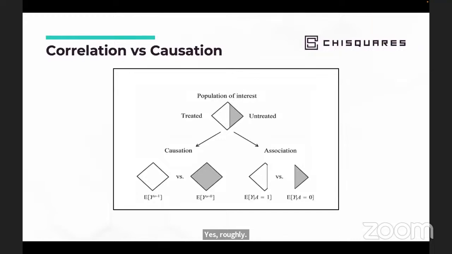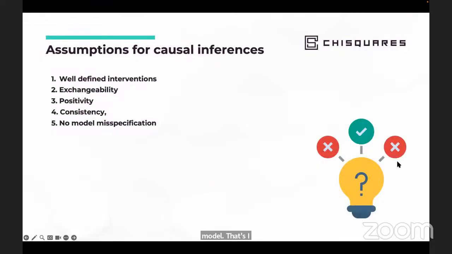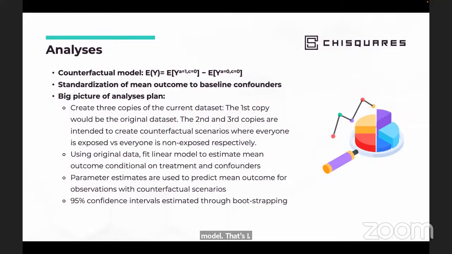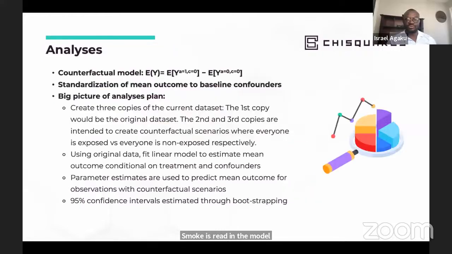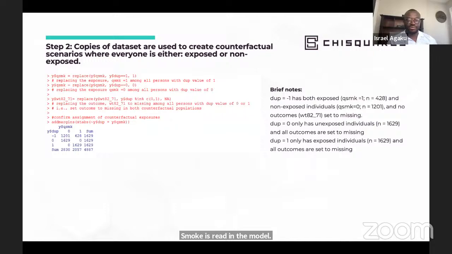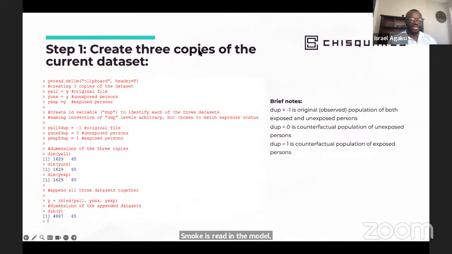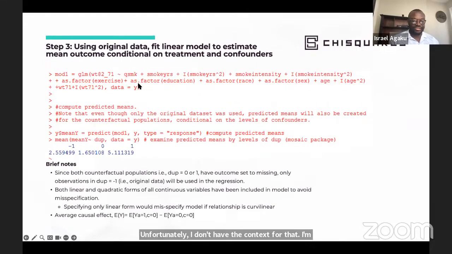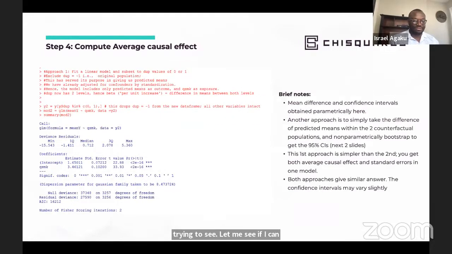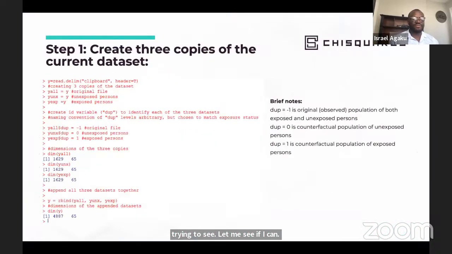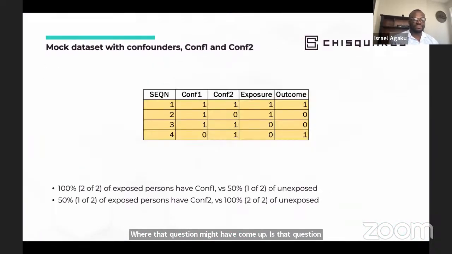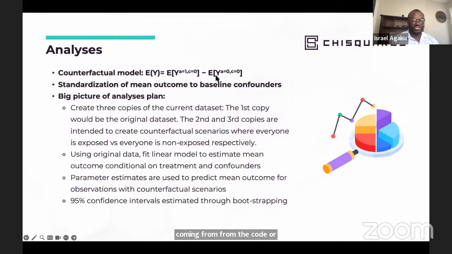May I know why you put smokers squared in the model? I'm trying to understand what that question is saying. Unfortunately, I don't have the context for that. Let me see if I can find where that question might have come up. Is that question coming up from the code or from the equations?